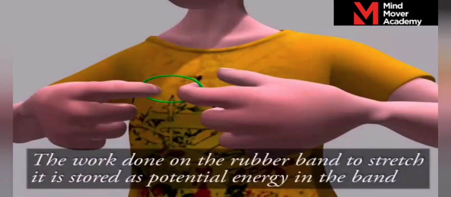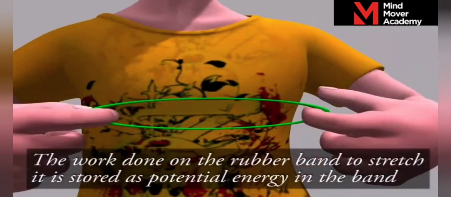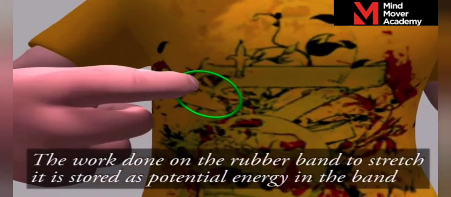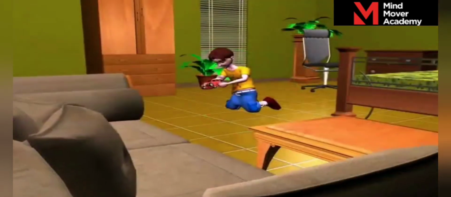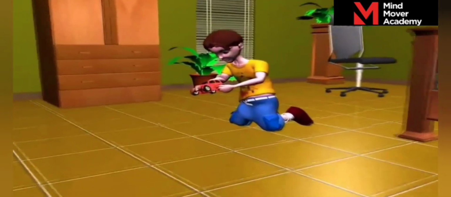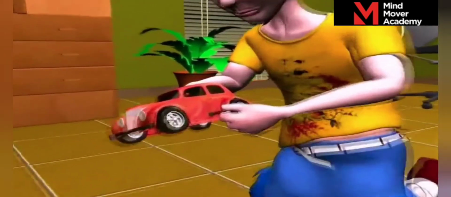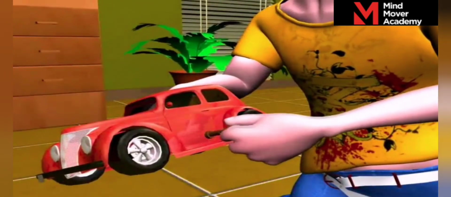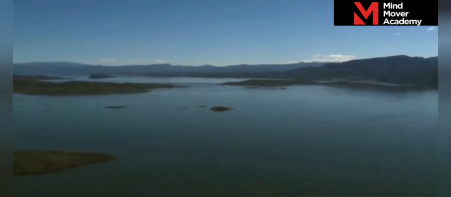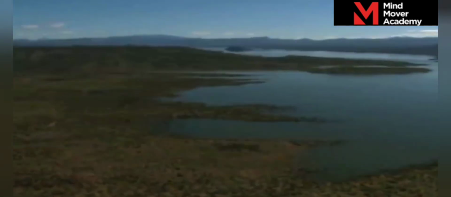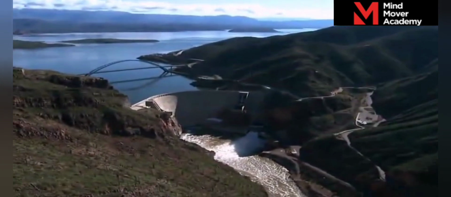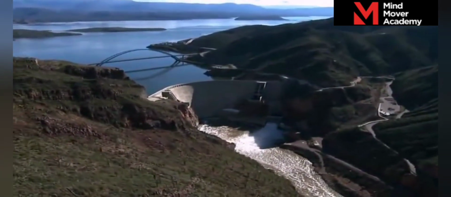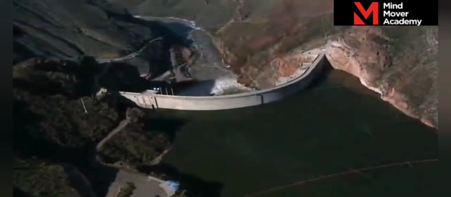The work done on the rubber band to stretch it is stored as potential energy in the band. The work done to wind the spring is stored as potential energy, which helps the car to move. Similarly, the water at height also possesses potential energy due to gravitation, and that is why when it gets converted to kinetic energy, it is able to move the turbine.